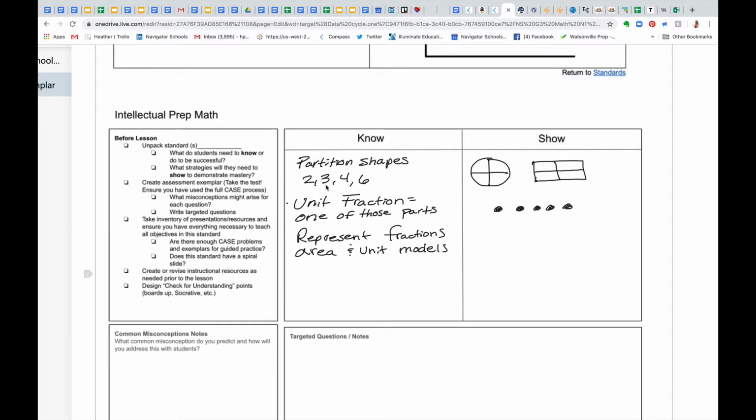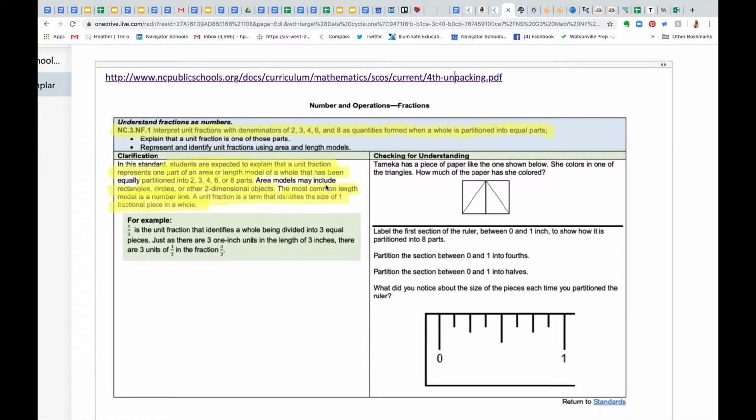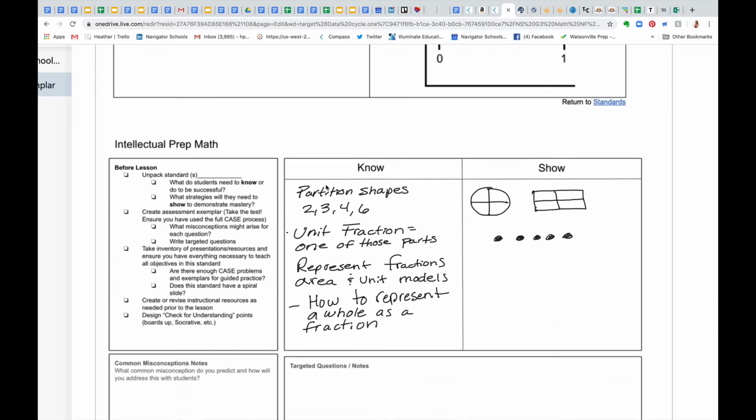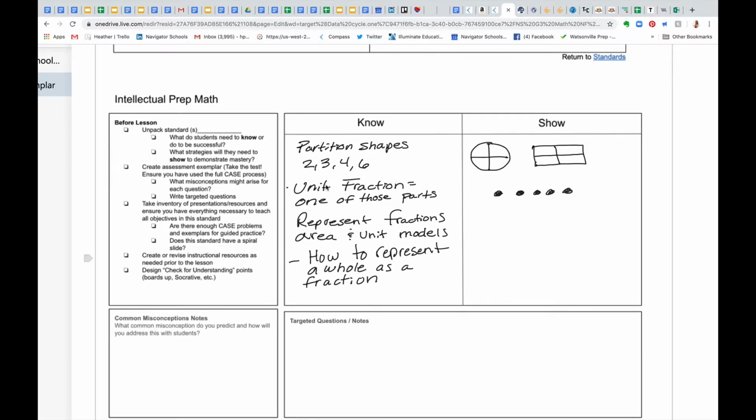I keep seeing the word whole in this standard, so I'm going to write down here that it's important that students really understand what a whole is and how a whole is represented by a fraction. So now I'm going to take a look at the check for understanding. I see over here on the right side, Tamika has a piece of paper like the one shown below. She colors in one of the triangles. How much of the paper has she colored? So students really also have to know how to label or annotate a fraction model. So I'm going to put that down here in my notes under the show portion.